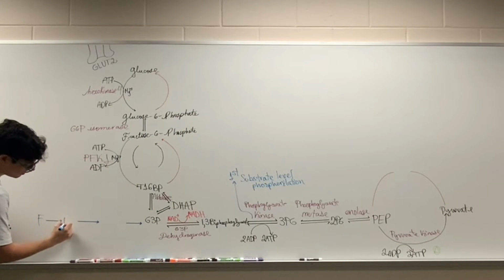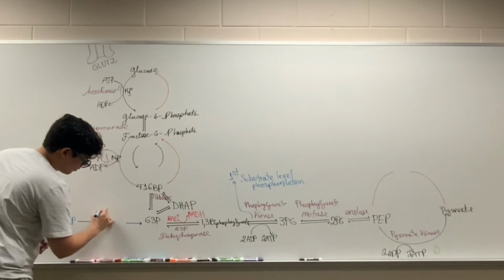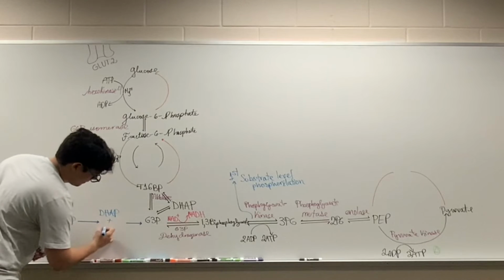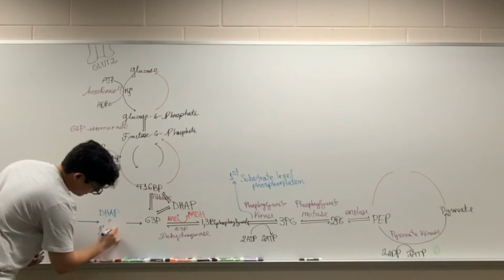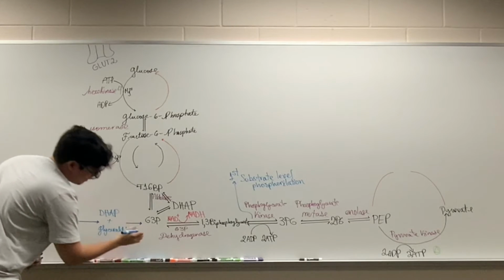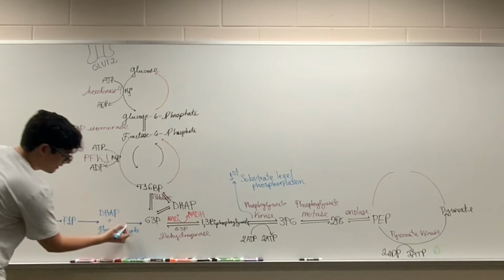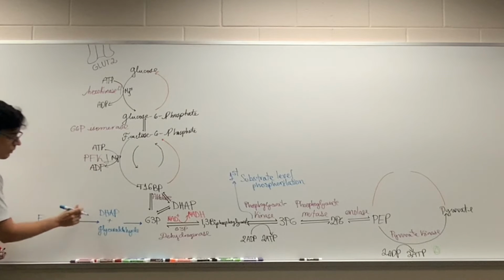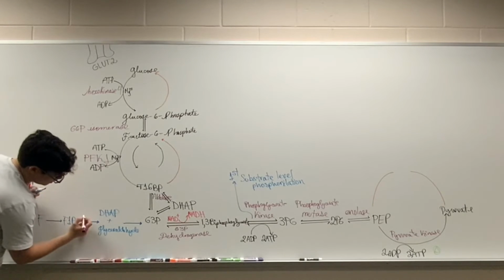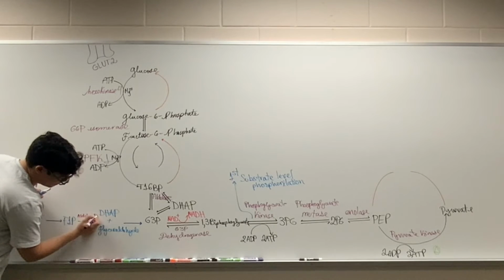In the case of fructose, fructose can be integrated into glycolysis after being transformed this way. Fructose can be converted into fructose 1-phosphate, and fructose 1-phosphate can be converted into DHAP and glyceraldehyde, which later can be converted into G3P. But guess what enzyme does this step? The enzyme that does this step is called aldolase B.